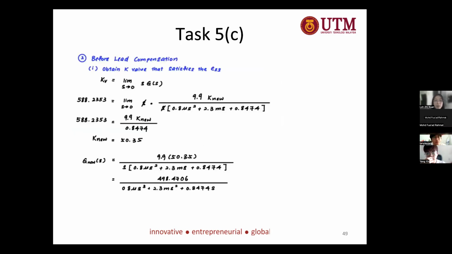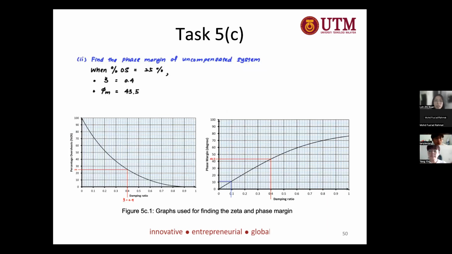Then by using the 588, we are able to obtain the K value, which is the pre-amplifier that satisfies the ESS. We will get K equals to 50.35. Then we will get the new transfer function, which is like this. Next. Then we need to find the phase margin of the uncompensated system when the OS is 25. From the graph, we can see that the zeta is equal to 0.4 and the phase margin is 43.5.